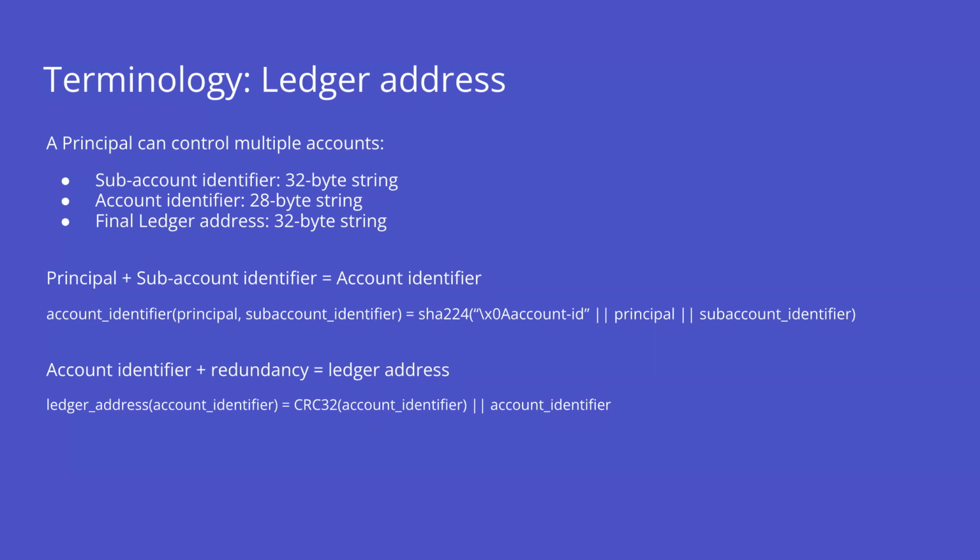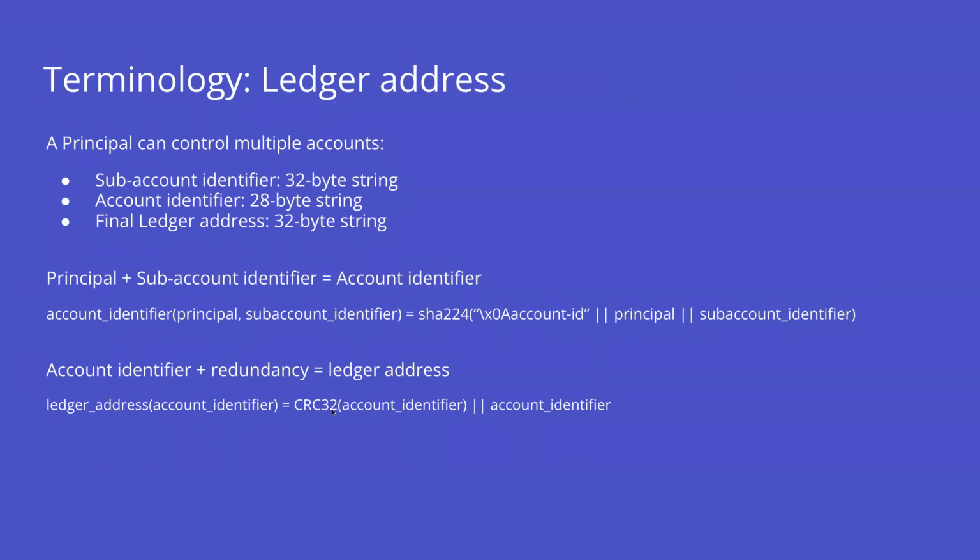But if you change just one byte of the input, you get a completely different random output. So anytime you put a different principal or sub account identifier in this hash function, you will get a completely different account identifier. And how you calculate the ledger address from the account identifier is by putting a CRC32 checksum in front of it.